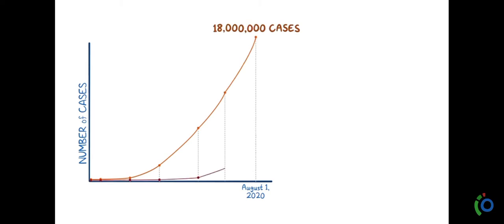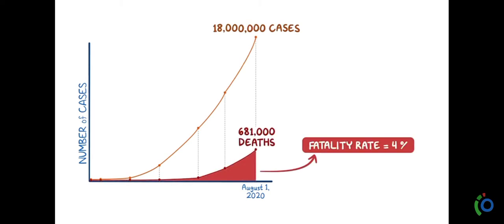Worldwide, as of August 1st, 2020, or roughly 8 months into the outbreak, there have been about 18 million confirmed cases of COVID-19 and 681,000 deaths, resulting in a fatality rate of approximately 4%. However, current studies suggest that the actual fatality rate is likely to be lower, around 0.7%.